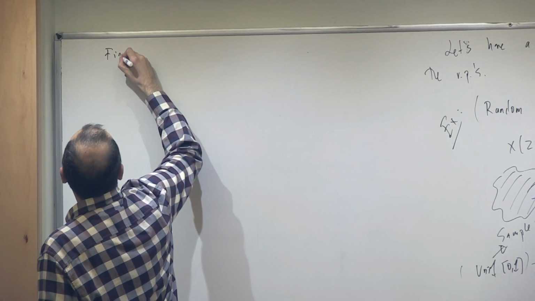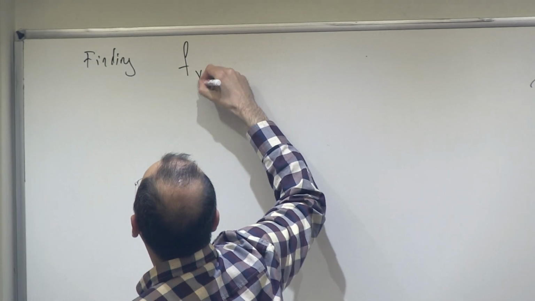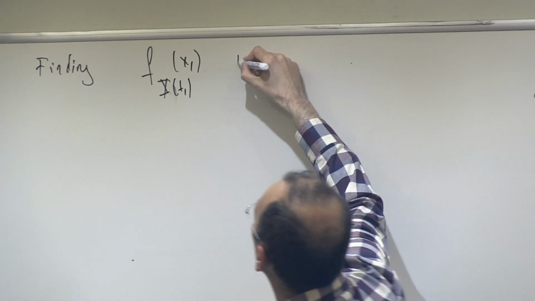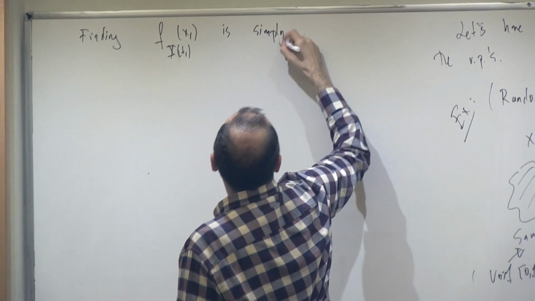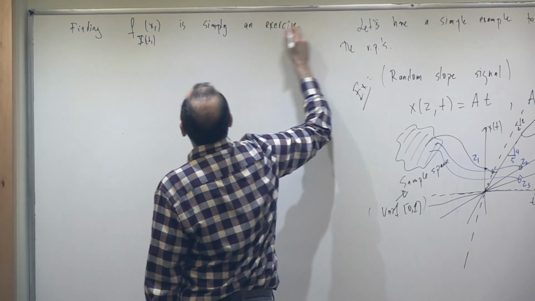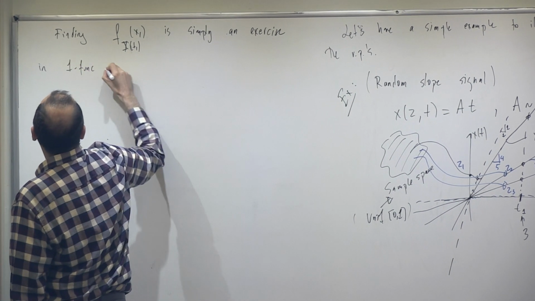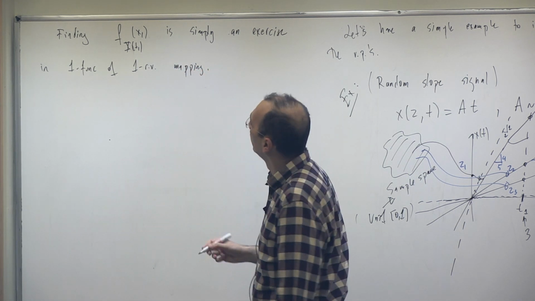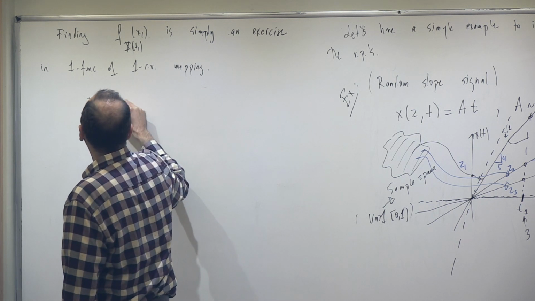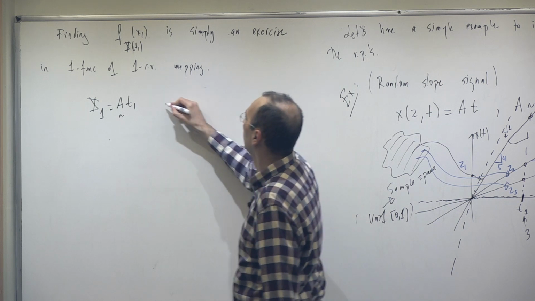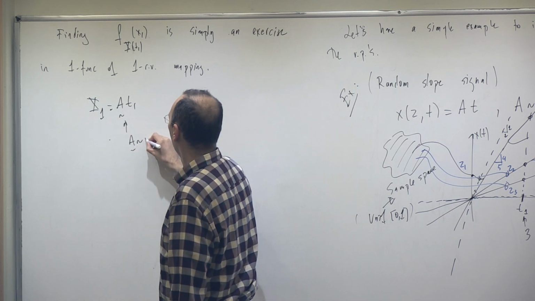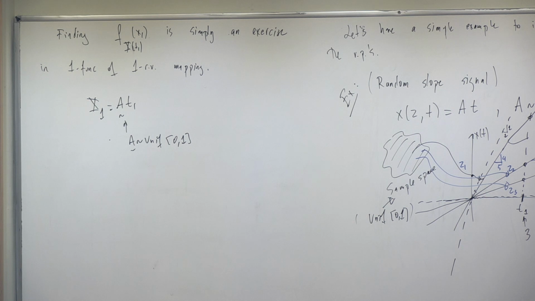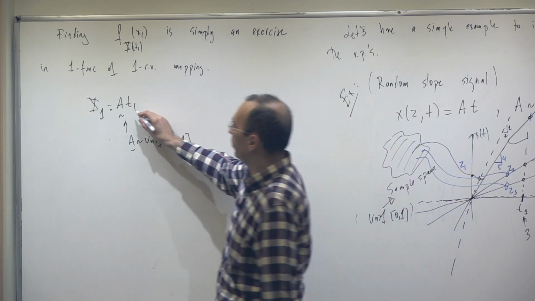So finding the density of x of t1, x1, is simply an exercise in one function of one random variable mapping. Okay, so let's do this. If I have x1 is equal to A times t1, and A is uniform 0, 1, how can I find the density of x1? Okay, t1 is a positive quantity, let's say.